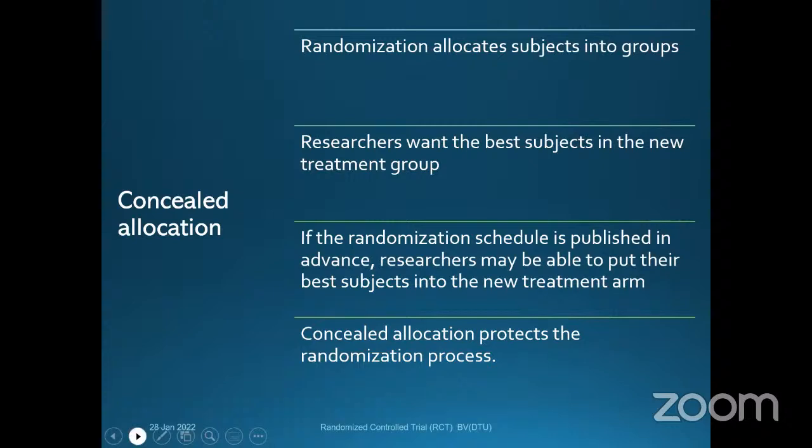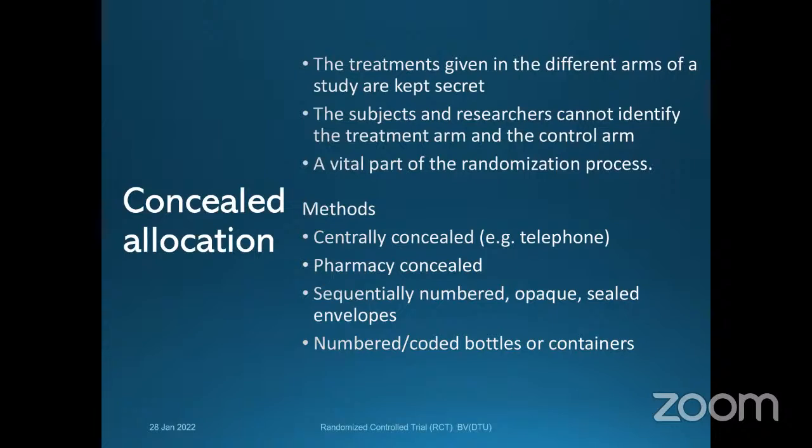The treatments given are kept secret. The subjects and researchers identify the treatment arm and the control arm. Both the subjects and researchers don't identify. A vital part of the randomization process is this.